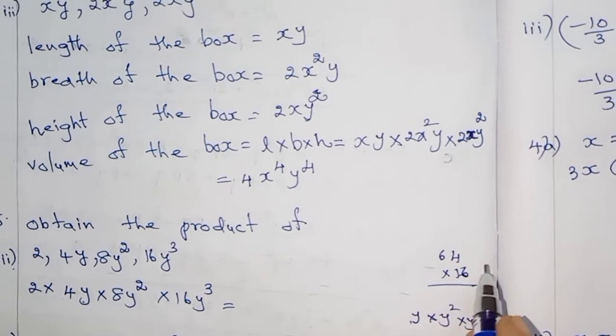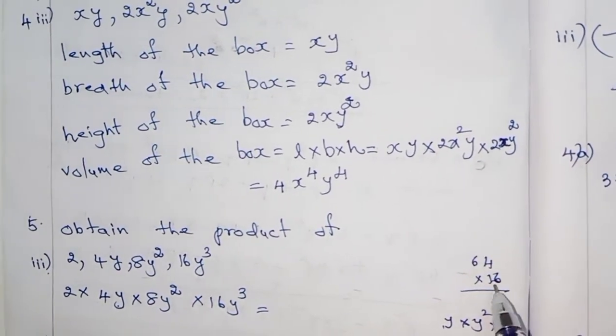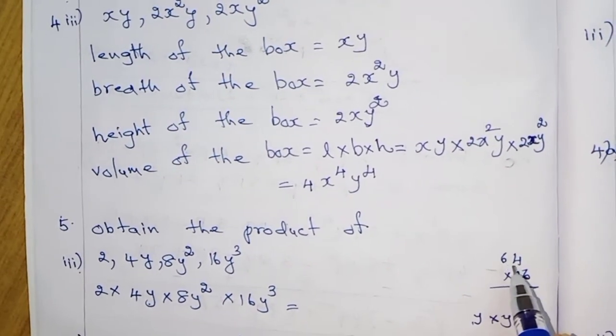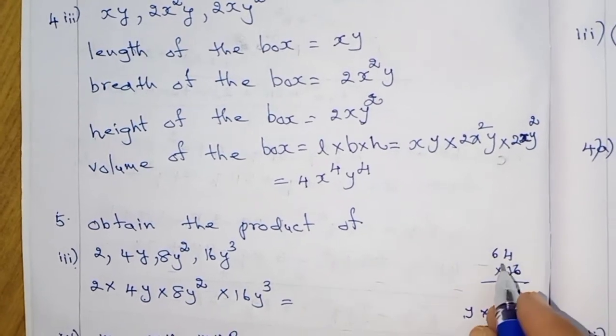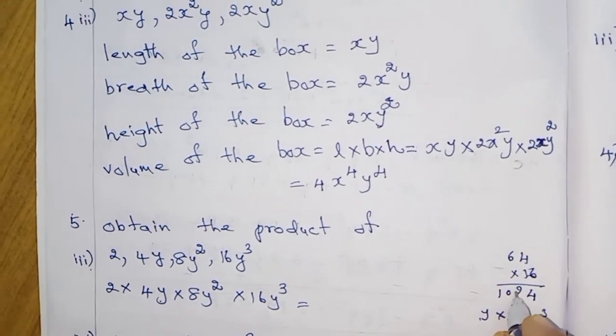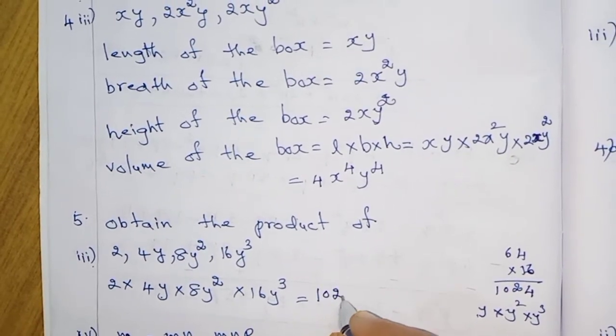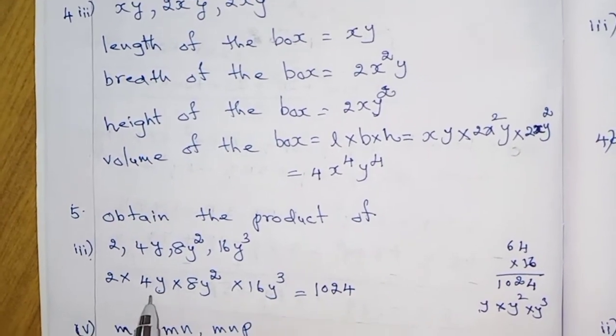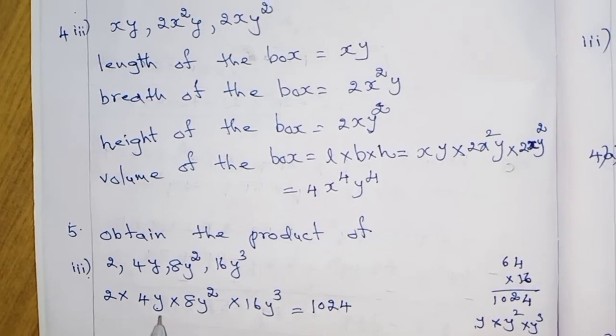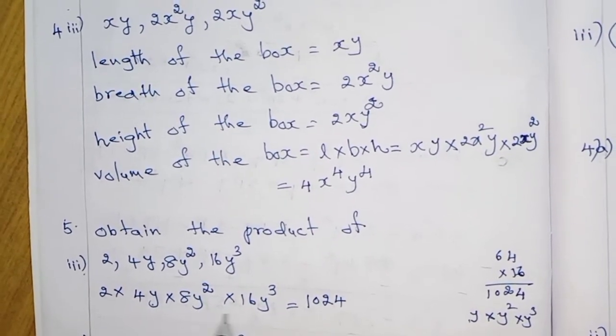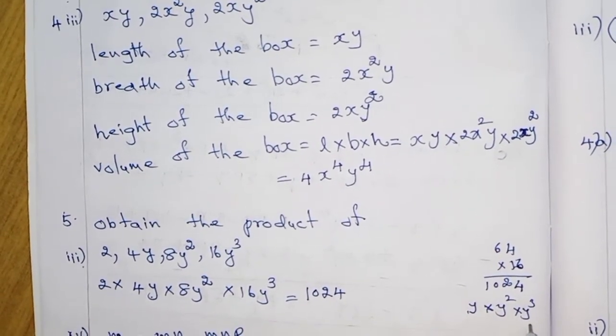16 4s are 64. 16 6s are 96. 96 plus 6 is 102. So this is 1024. Now we have to multiply the variables y, y square, y cube. So y into y square into y cube.